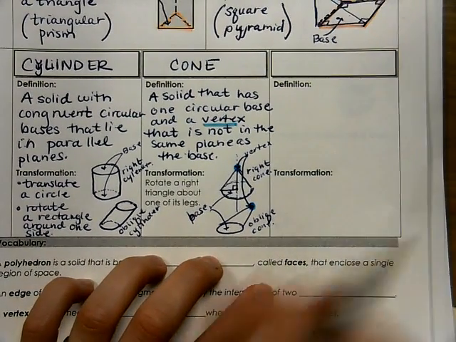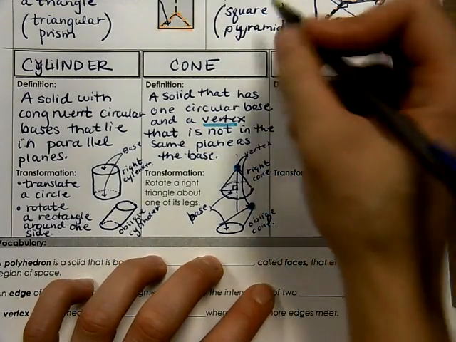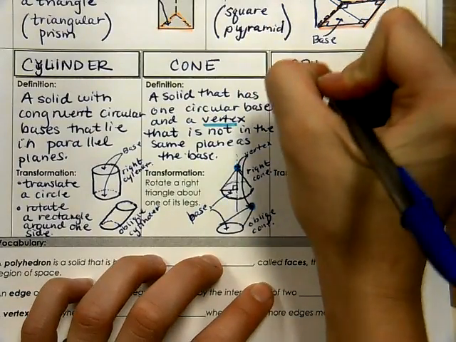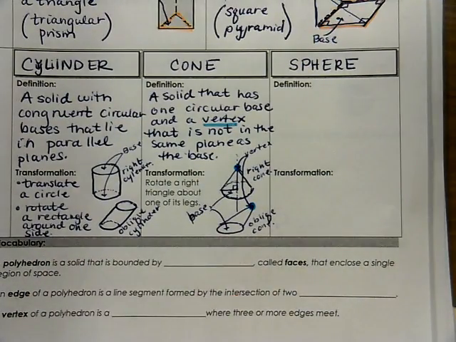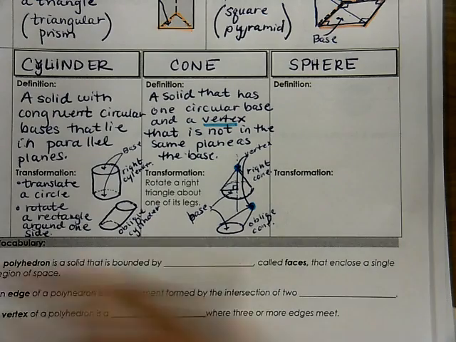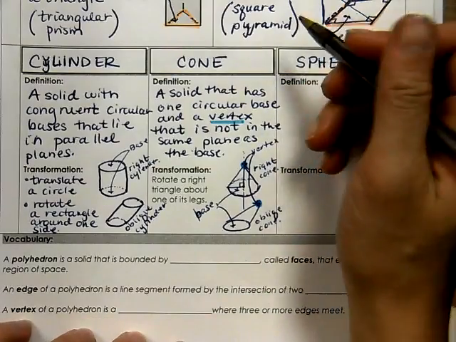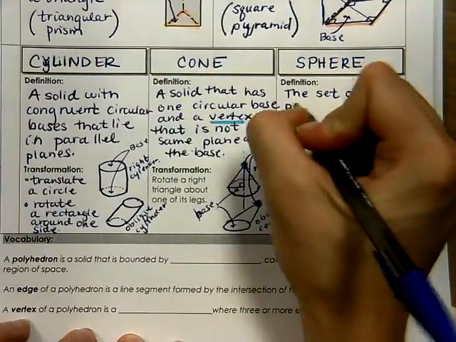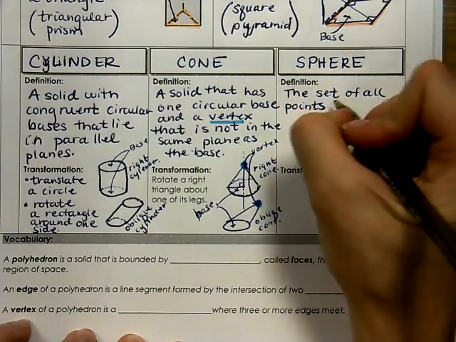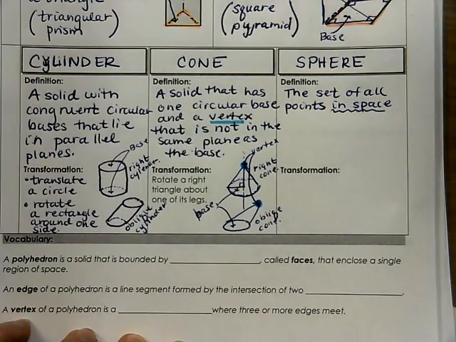And then finally, over in this last one, we have a sphere. A sphere is very similar to a circle in two dimensions. If you think back to our definition of a circle, it is the set of all points in a plane equidistant from a given point. Well, the definition of a sphere is the set of all points, but not in a plane, this time in space. That is a key difference between a sphere and a circle.